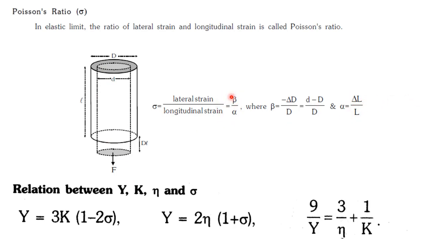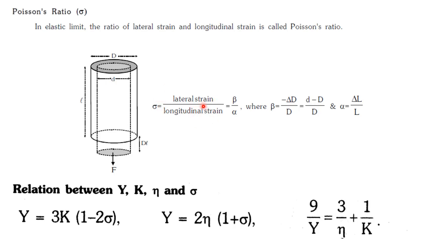And what is lateral strain? It is the change in diameter, or the radius, by the original diameter. Here the diameter changes, and that is why we use the negative sign. So change in diameter, a decrease in diameter, is denoted as negative, by the original diameter, capital D. This ratio is denoted as beta, called the lateral strain. And if you take this ratio, we get the Poisson's ratio.